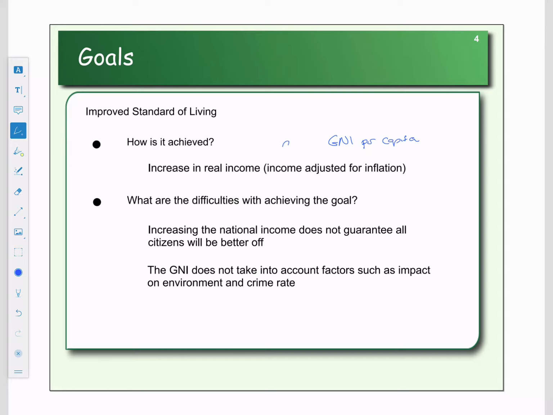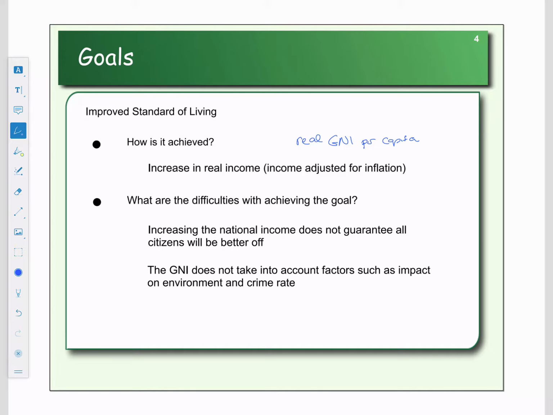We want to look at gross national income per capita, which is GNI, and we want to put it in real terms. The reason we put it in real terms is we want to take out inflation. If we want to know if you really have access to more goods and services, then we have to look at what you can actually get with your money.